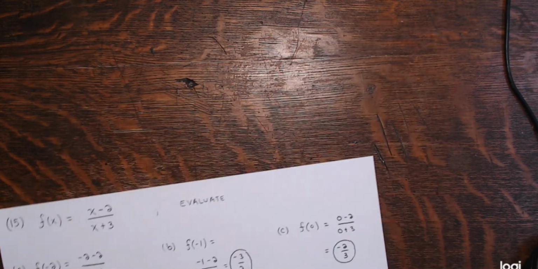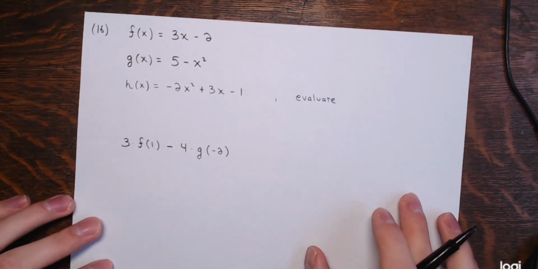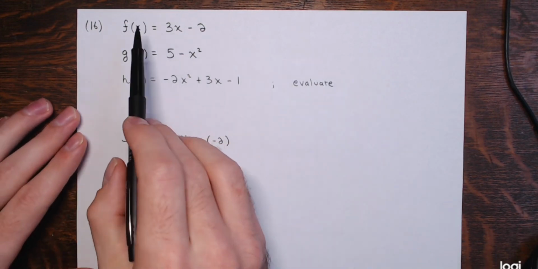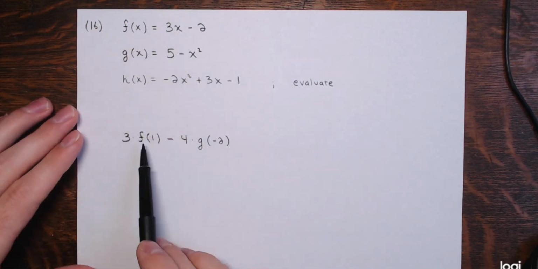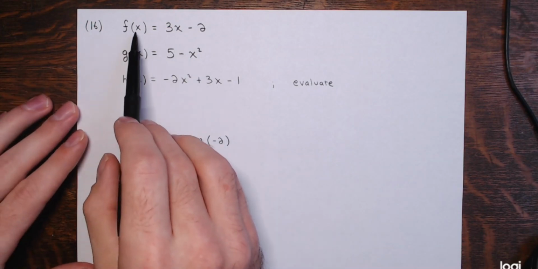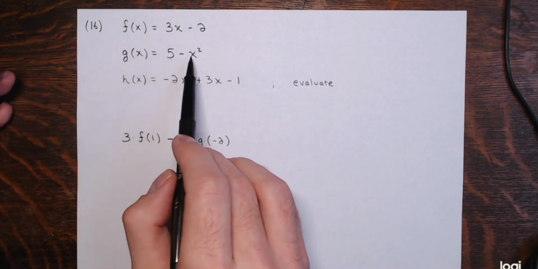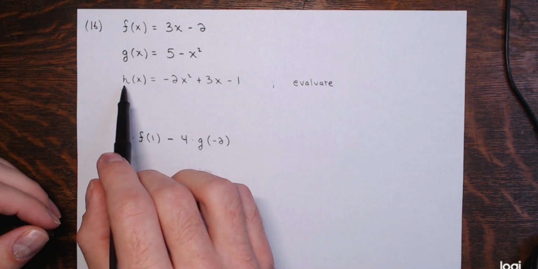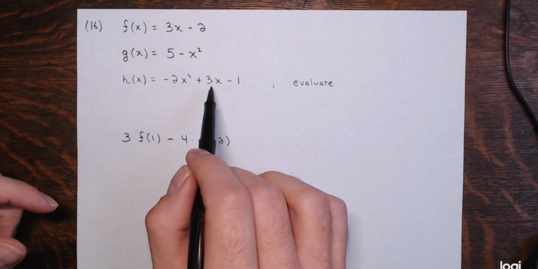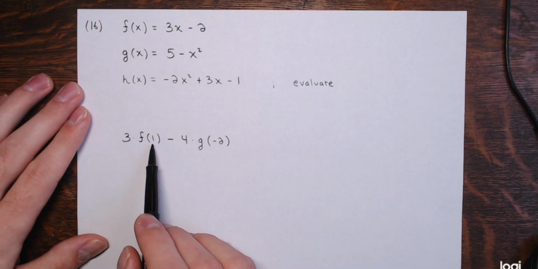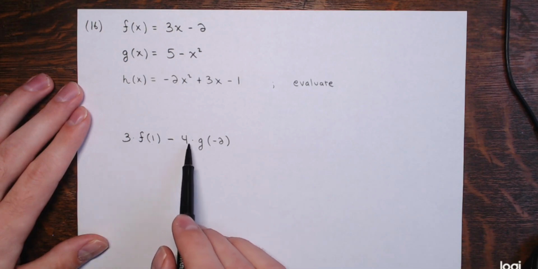And I've got one final example involving this function notation, evaluating a function or functions. So I've got 3 functions listed here, but we're only going to need 2 of them. Alright, we have f of x is 3x minus 2. Function g of x is 5 minus x squared, and function h of x is -2x squared plus 3x minus 1. And we're asked to simplify, evaluate the following expression. We have 3 times f of 1 minus 4 times g of -2.